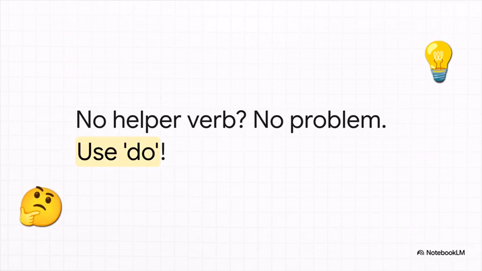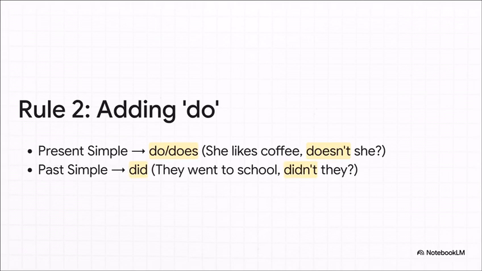Okay, but what happens when you look and there's no helper verb? What do you do with a sentence like, she likes coffee? There's no is or can to grab onto. Well, don't panic. English has a secret weapon for this, and it's the word do. And this rule is super simple, too. If the sentence is happening now, in the present, you use do or does. If it happened in the past, you use did. So, for our example, she likes coffee. That's present tense. It gets, doesn't she? They went to school. That's past tense, so it gets, didn't they? Makes sense, right?